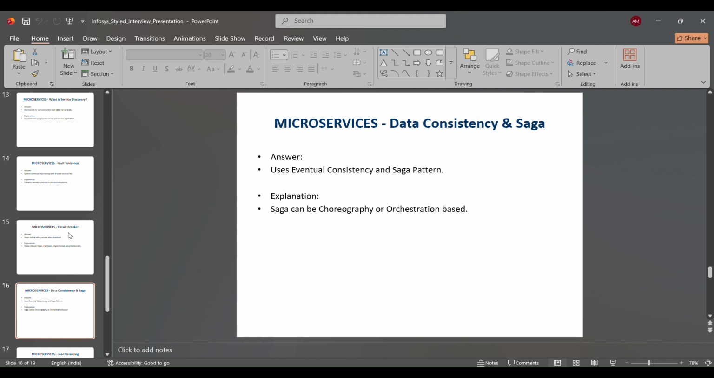What is data consistency and Saga? It uses eventual consistency and the Saga pattern. Saga can be choreography or orchestration based.